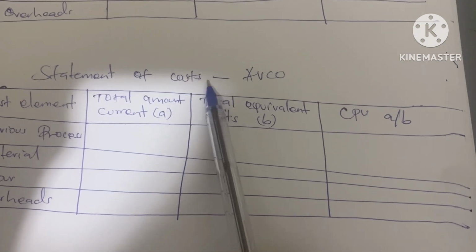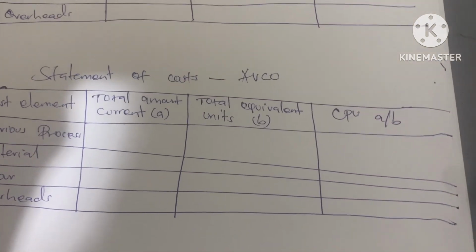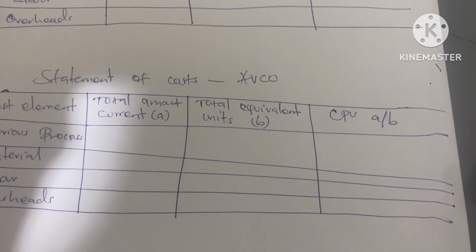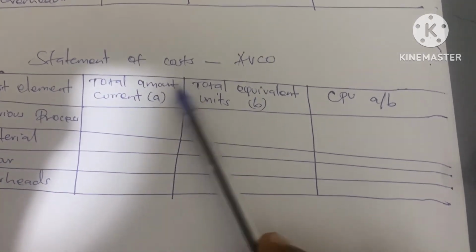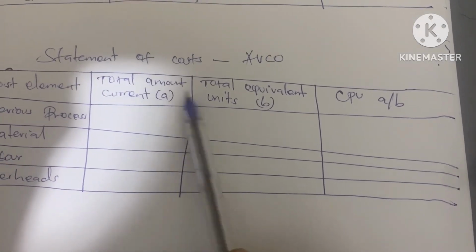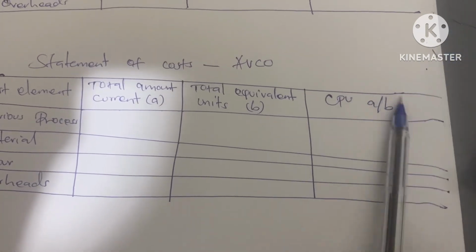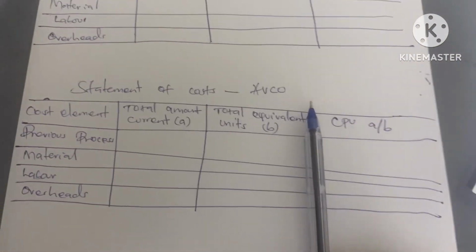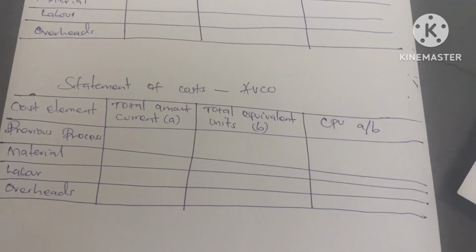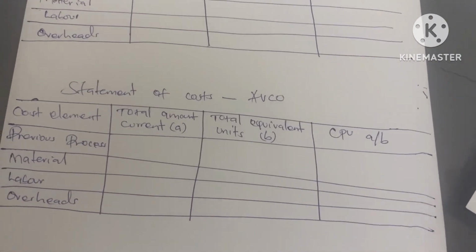The statement of costs for WAVICO is the same. Current amount divided by the total equivalent units gives the cost per unit, it is A out of B, like that. So that is the format for the statement of costs.